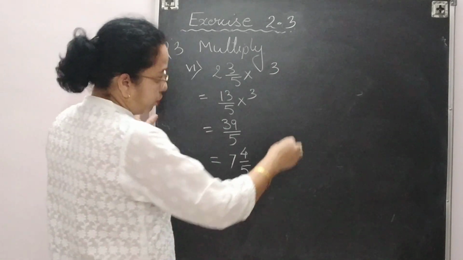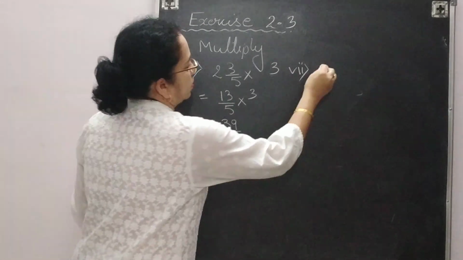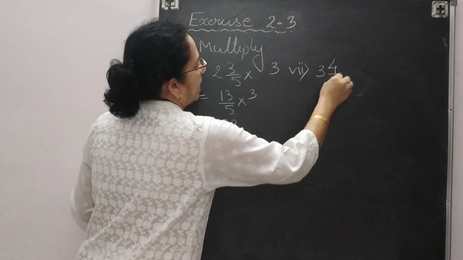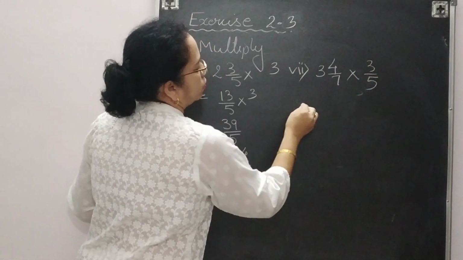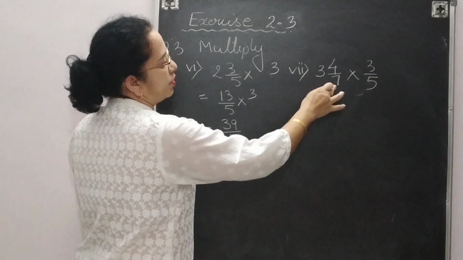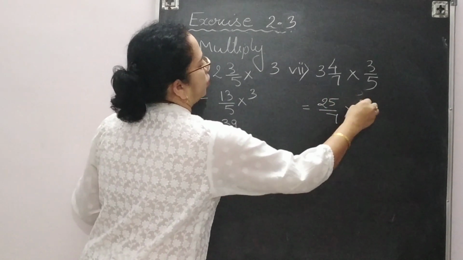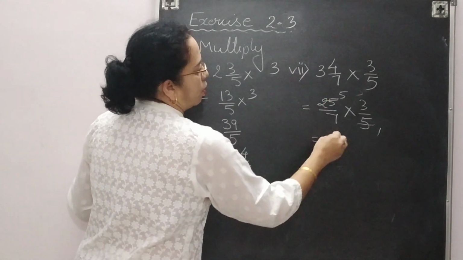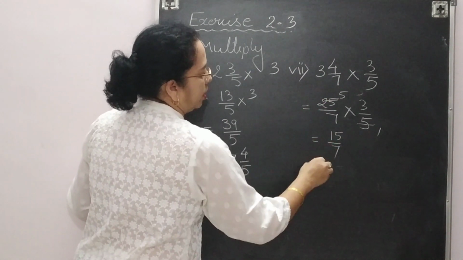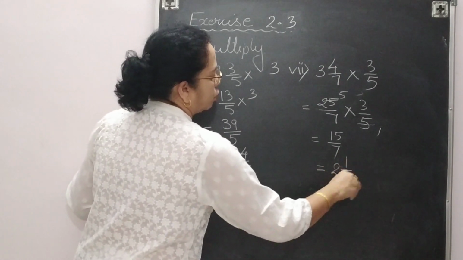Let me take one more question. Seventh sum of question number 3. This is 3 and 4/7 into 3/5. So convert into improper fraction. 7 3s are 21 plus 4, 25/7 into 3/5. Here we can cut the number. So now 15/7 and now convert into mixed fraction. 7 2s are 14. So 2 and 1/7.